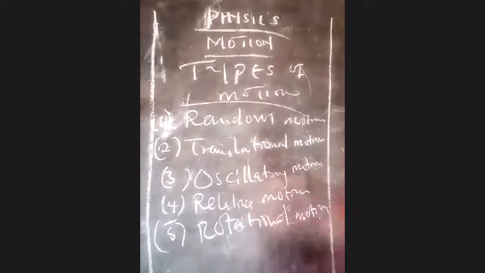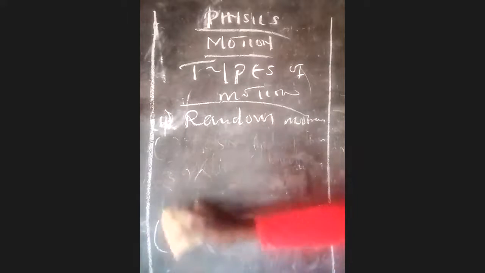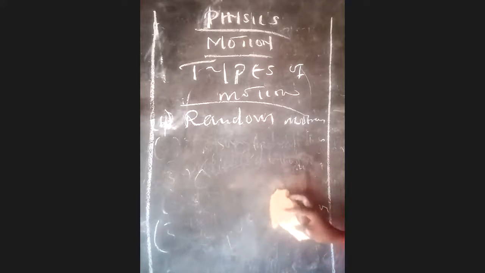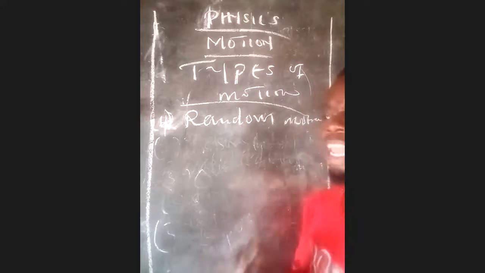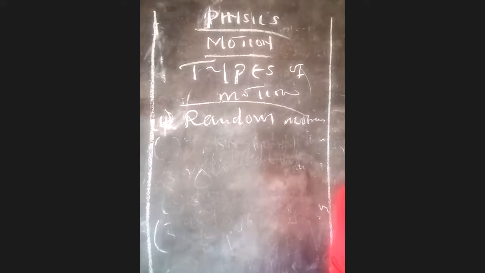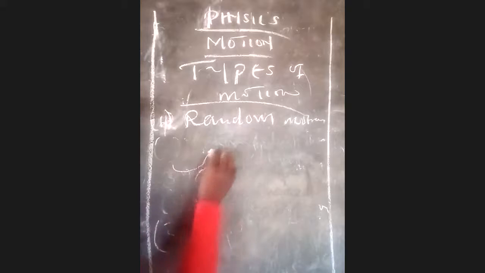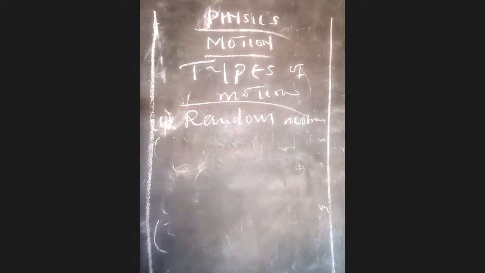Now, let me start with random motion. When we talk about random motion, what does that mean? Random motion is the type of motion in which a body moves in a non-linear manner and changes direction continuously. For example, when something is moving in a non-linear way like this, we can call it random motion.